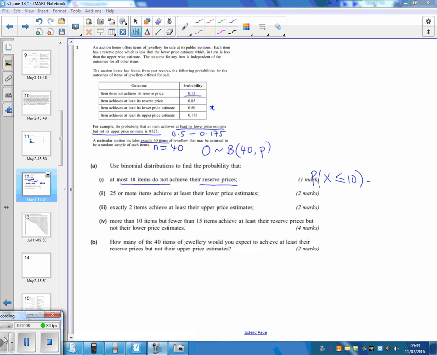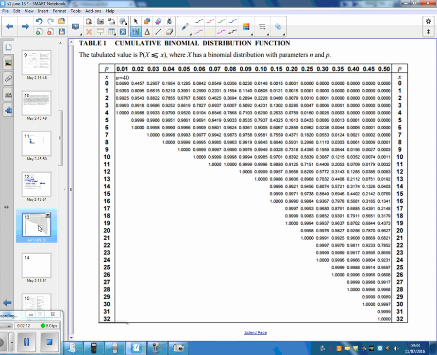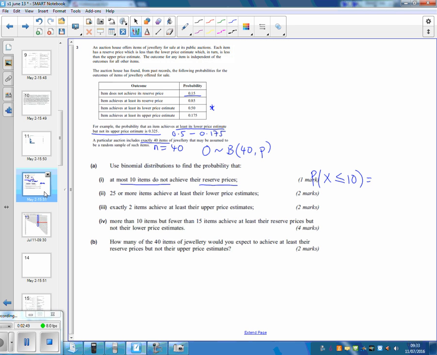We can just use our table for that. So I'm going to look at my binomial table. When we're using the binomial tables, first we need to find the correct one. Here I've got n equals 40. We've got a different table for each different number of trials. Now our probability is 0.15, so I'm looking at this column here. We're saying less than or equal to 10, so I'm going to go across on 10. This is my probability, 0.9701. So I'll just give that as 0.970.